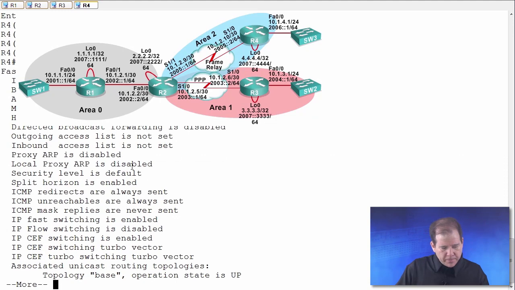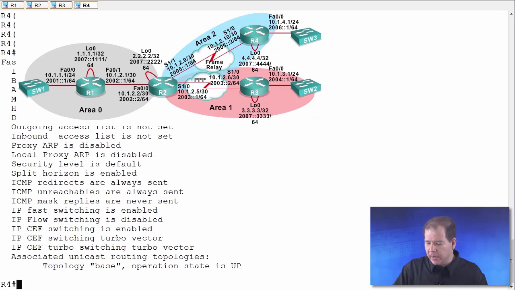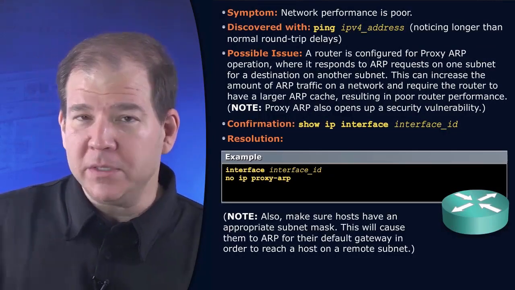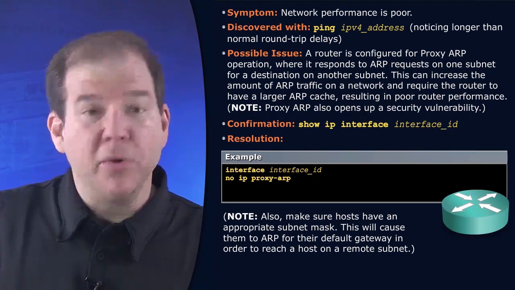see that Proxy ARP is disabled. Excellent, that's what we wanted. Because in general, Proxy ARP is not something that's desirable. Again, it can hurt performance and it can result in a security risk.